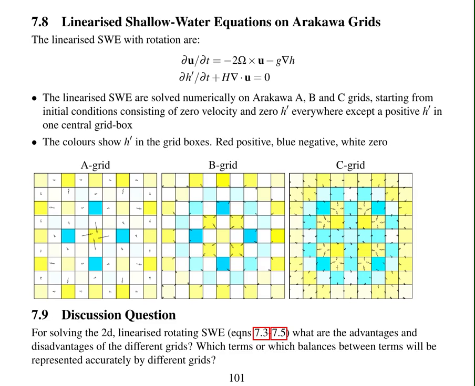So a discussion question, something we'll discuss further in class. For solving the 2D linearized shallow water equations with rotation, what are the advantages and disadvantages of these different grids? So for this setup, the C grid looks best, but that might not always be the case, depending on, for example, how strong the Coriolis is. So these advantages and disadvantages might depend on which terms are large in the equations, which balances between terms are large, and which balances you want to represent accurately, and also might depend on other aspects of your numerical model. That's something that we'll discuss in class.